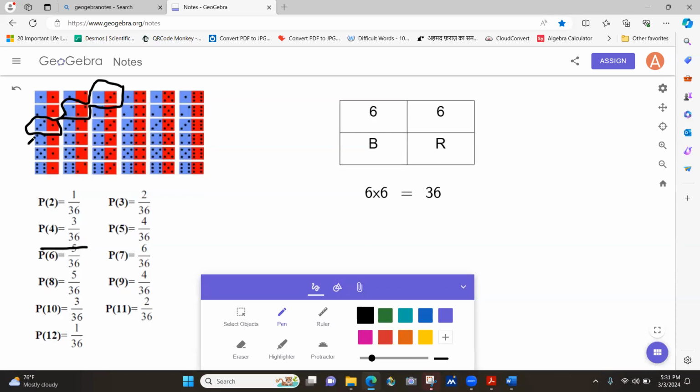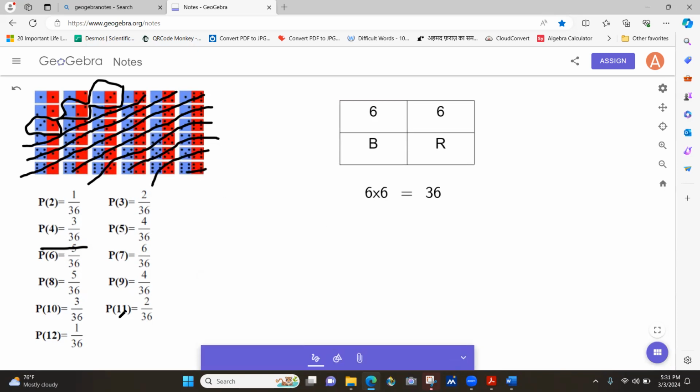So you will see these lines, they add up to 5. These numbers on this line add up to 6. These numbers along this diagonal, they add up to 7. And then it's 8. These numbers add up to 9, 10, 11, and 12.